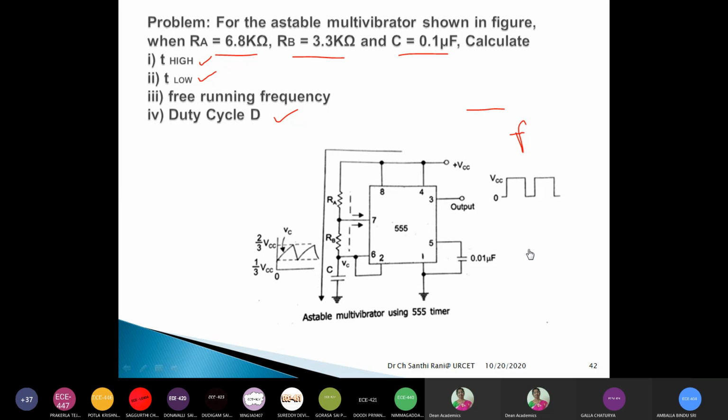What is T high? I hope some of you are calculating. T high is equal to 0.69 into, I think I need not utter all these values. I have given you these values already. Please calculate T high and tell. Of course, the kilo ohms and microfarads values are there. Carefully calculate T high.